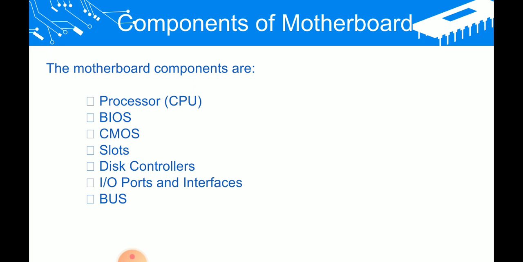Okay. Now let's see the components of the motherboard. So what are the components of a motherboard? All the peripherals that are mounted on the motherboard are its components. So processor, BIOS, CMOS, slots, disk controllers, IO ports and interfaces, bus. These are the components of the motherboard.